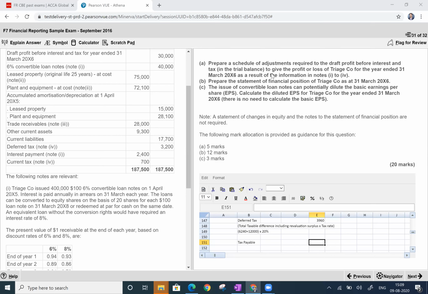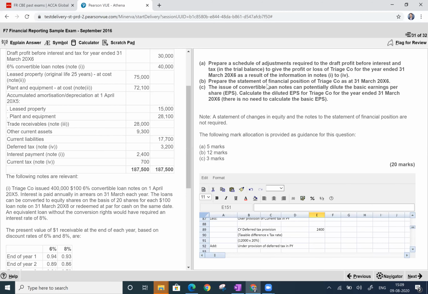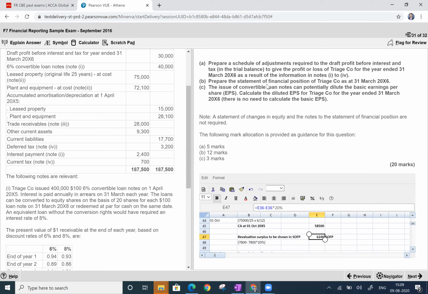It's not 6,240. That's also the same mistake I have committed. 6,240 is not deferred tax on revaluation. 6,240 is revaluation surplus of 7,800 minus 1,560, that is 7,800 into 20%. That 6,240 is a revaluation surplus that you have to show in SOFP. So you have also committed the same mistake. See, this 6,240 is a revaluation surplus to be shown in SOFP.